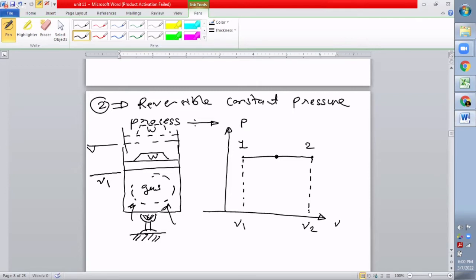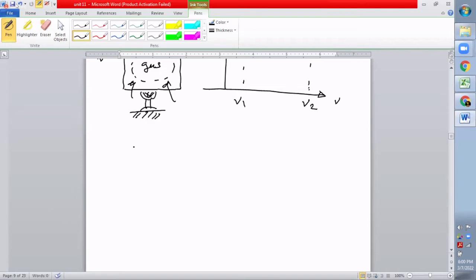Any doubt in understanding the PV diagram? Any doubt, please? No, sir. Clear. Okay. So we'll consider the unit mass of working substance.